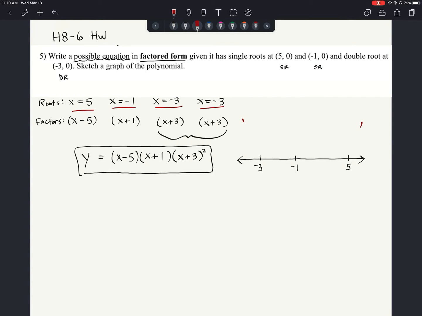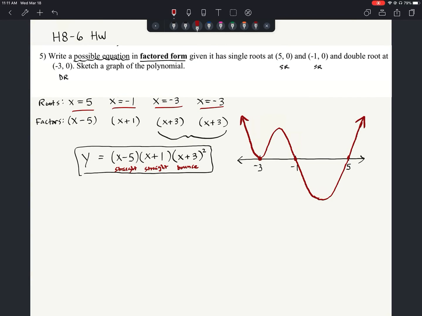So I'm going to come down here. I know at negative 3, it would bounce, and then the other ones would go straight through. So I'm going to come down from here. I'm going to get to the x-axis. I'm going to bounce off, come up. I'm going to come straight down through negative 1. I'm going to end up curving here, and then I'm going to go straight through my point at positive 5. Throw my arrows on, and that is one possible graph.